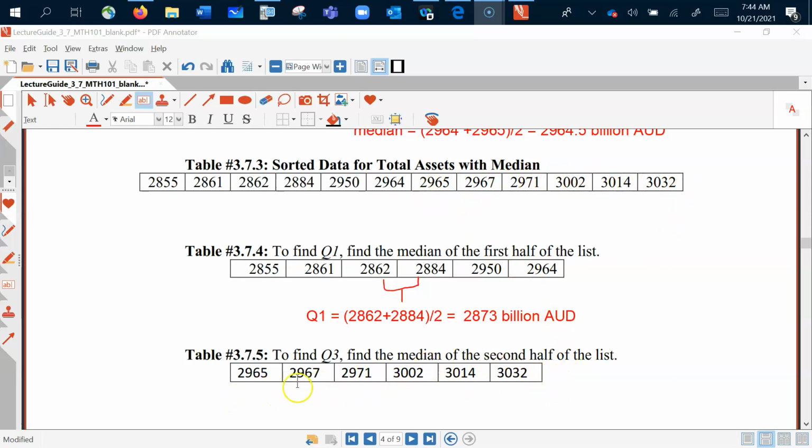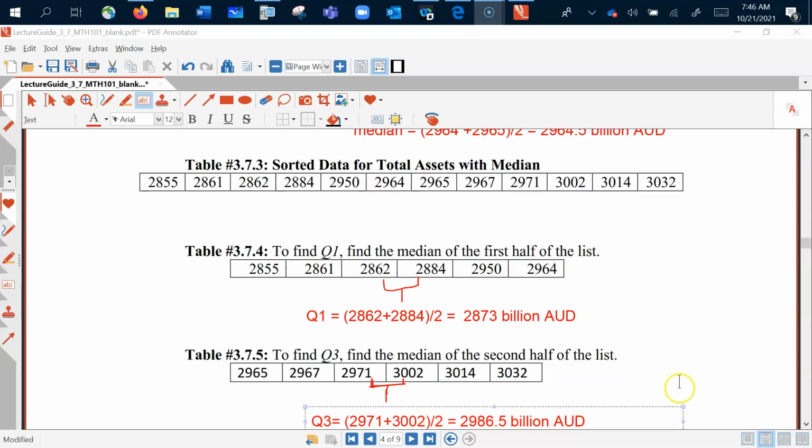There are 6 values in the upper half of data. That's even. 6 divided by 2 is 3, so it's going to be the third data value in the upper half plus the fourth value and divided by 2. Let's go ahead and mark that up. Okay, so the third quartile is 2971 plus 3002 divided by 2 equals 2,986.5 billion AUDs.